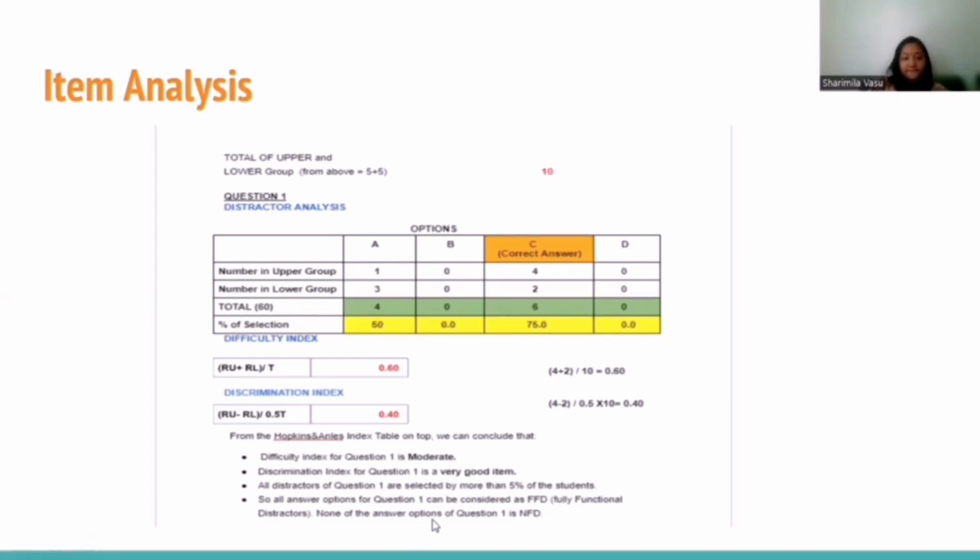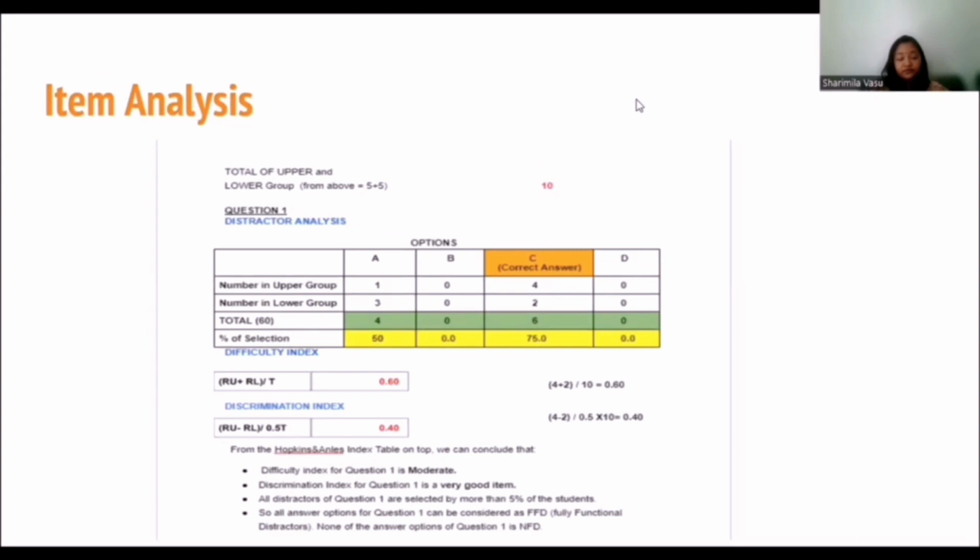So this is the part where, from the index table on the top, we can conclude that. So this is the conclusion of our analysis. The difficulty index for question 1 is moderate. The discrimination index for question 1 is a very good item, and all distractors of question 1 are selected by more than 5% of the students. So all the answer options for question 1 can be considered FFD, fully functional distractors, and none of the answer options of question 1 is NFD.